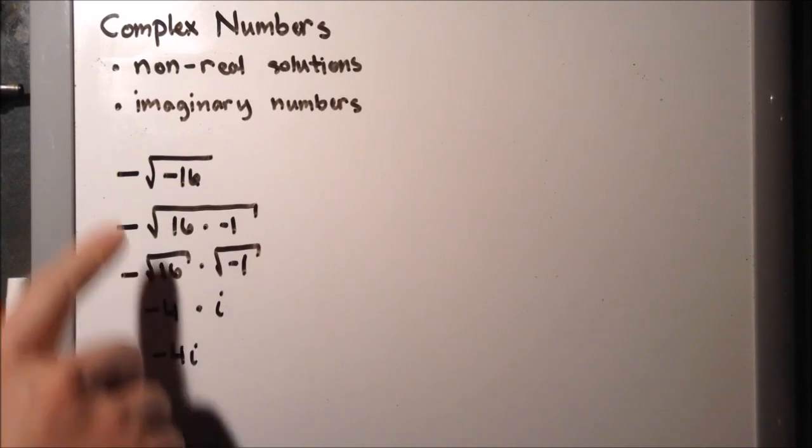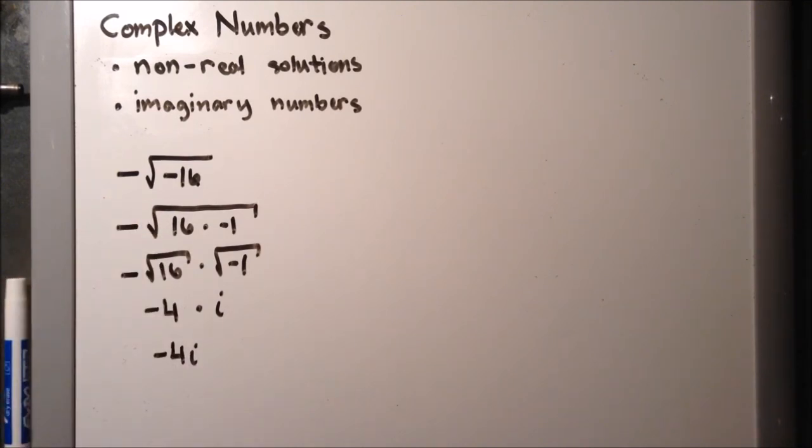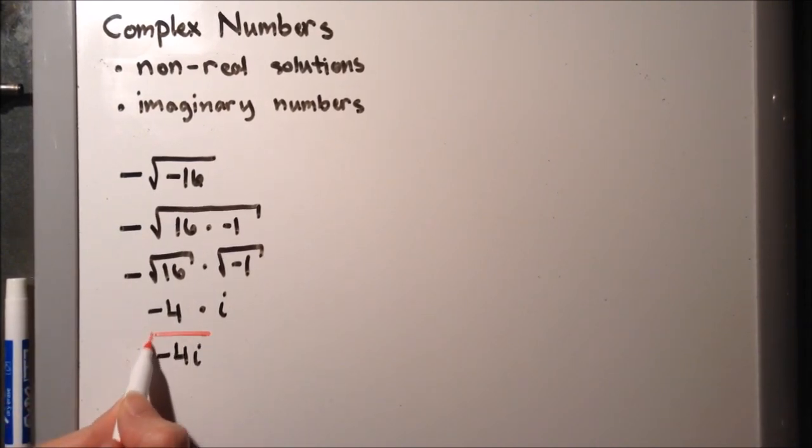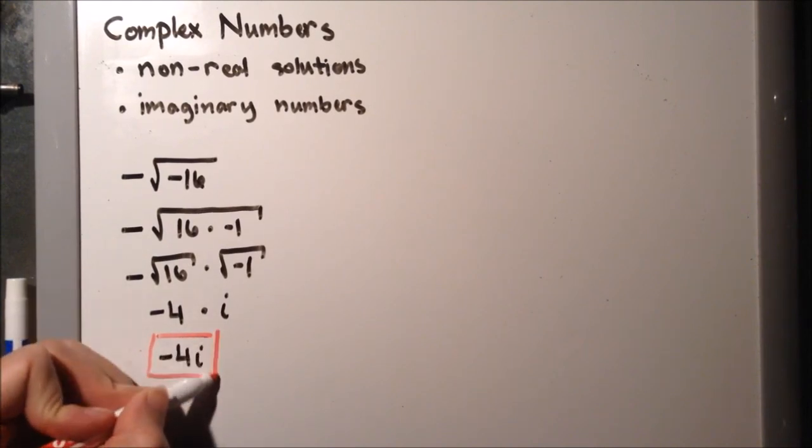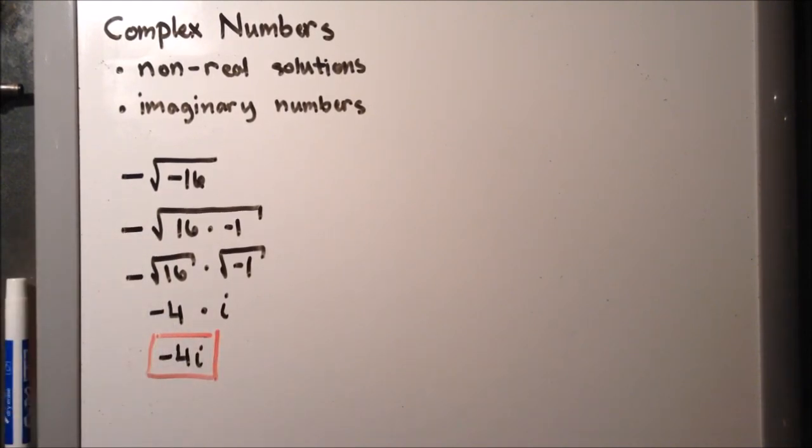So when there's a negative outside the square root, that means you only have one solution, which is just a negative number with i. So keep that in mind. If there's a negative outside the square root, then you're going to keep that negative to the final answer. So that's all you have to do with a negative outside the square root.